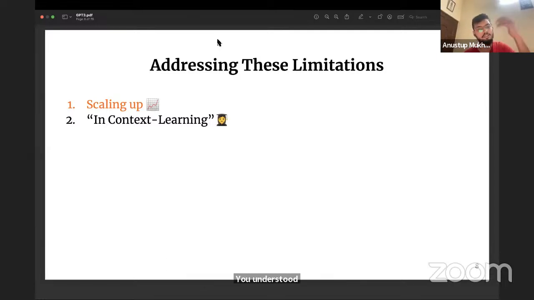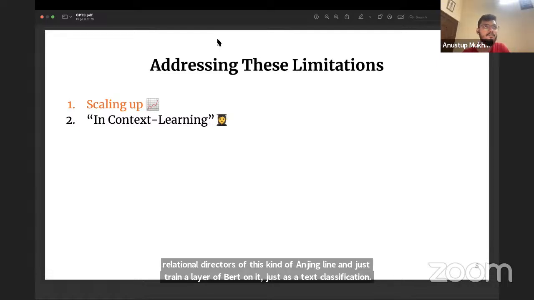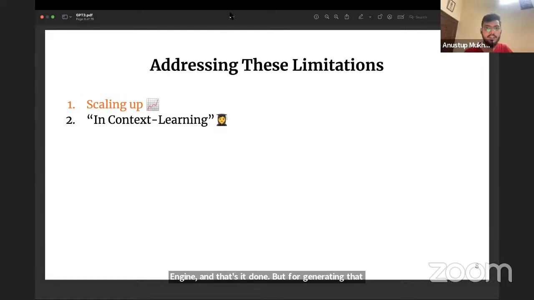So tomorrow I want to generate a model that will detect how many times the instructor had nudged. A simple application is: generate an embedding. That embedding will have all kinds of relational vectors of this kind of nudging line, and just train a layer of BERT on it, just as a text classification engine, and that's it, done. But for generating that particular GloVe embedding, I have to generate all sorts of variations, right? I have to understand all kinds of tokens it can form. I have to see all kinds of token variations, vector formations inside that particular embedding.